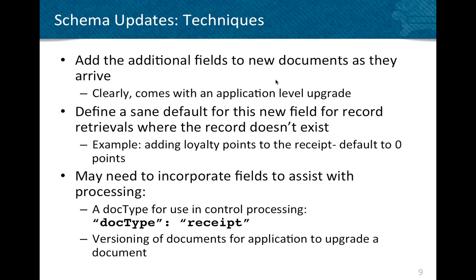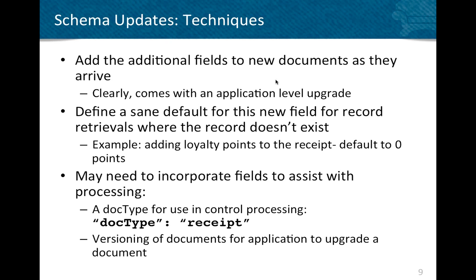An example might be adding loyalty points to the receipt. Maybe I introduce a loyalty program. I'm now tracking how many burritos people are buying. If I pull up an old receipt for some reason, I know this is a little bit of a contrived example, but if I pull up a receipt and I want to extract the number of loyalty points earned off of that old receipt, if it's before the loyalty program, then I can default that very easily to 0 points.